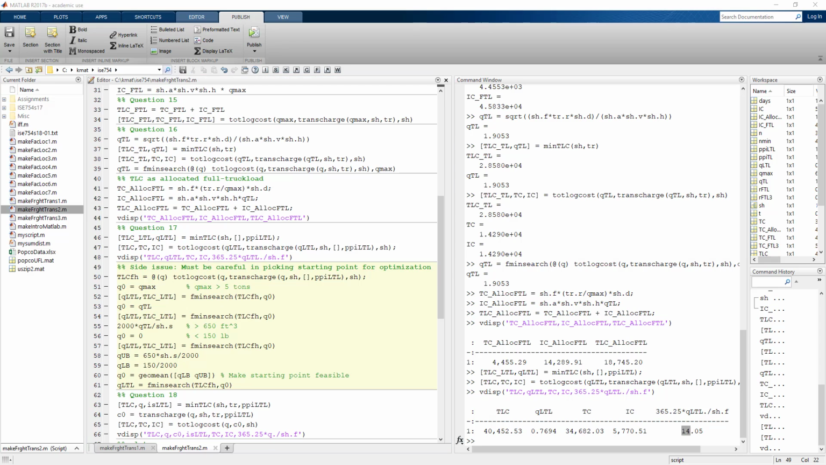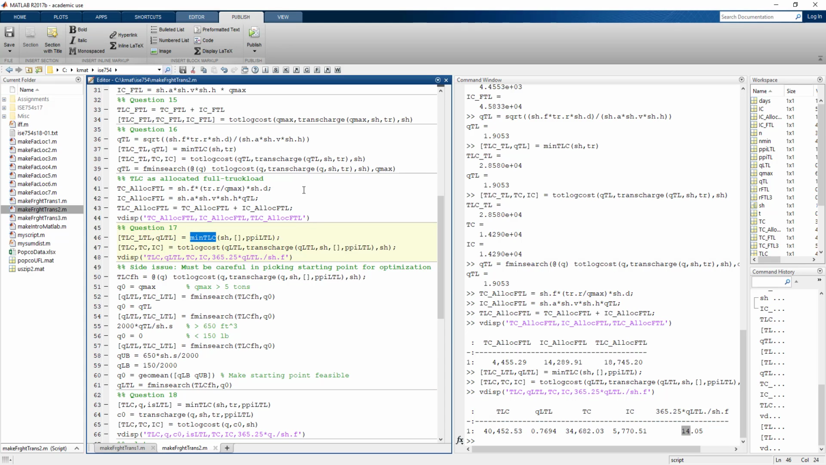There's a side issue that's important when dealing with LTL, and that's selecting the optimal starting point. One reason that it's advantageous to use the min TLC function is that it tries to pick a starting point that it knows is feasible for LTL. If you used min search using just the total logistics cost for LTL and tried to solve that, you can end up with solutions that are not going to be feasible.